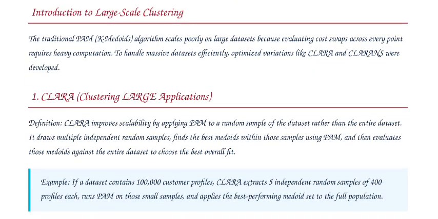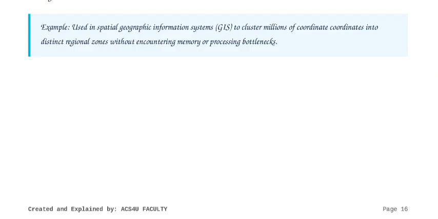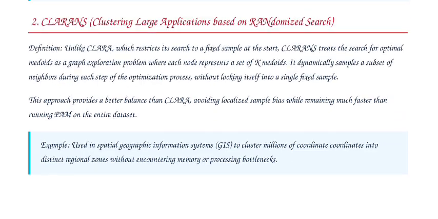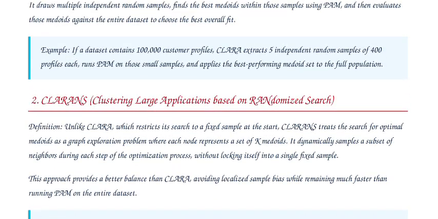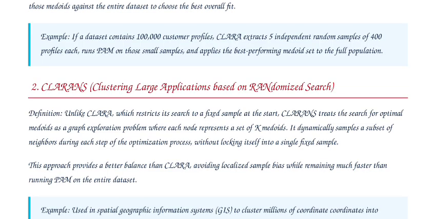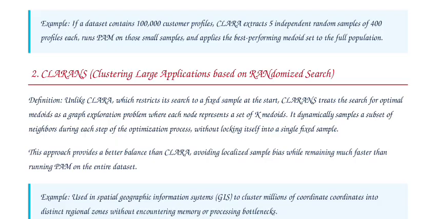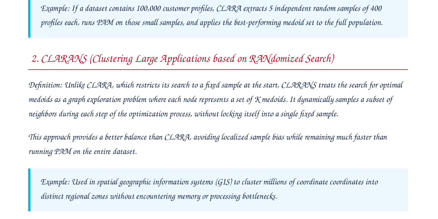It draws multiple independent random samples, finds the best medoids within those samples using PAM, and then evaluates those medoids against the entire dataset to choose the best overall fit. For example, if a dataset contains 1 lakh customer profiles, CLARA extracts 5 independent random samples of 400 profiles each, runs PAM on those small samples and applies the best performing medoid set to the full population.